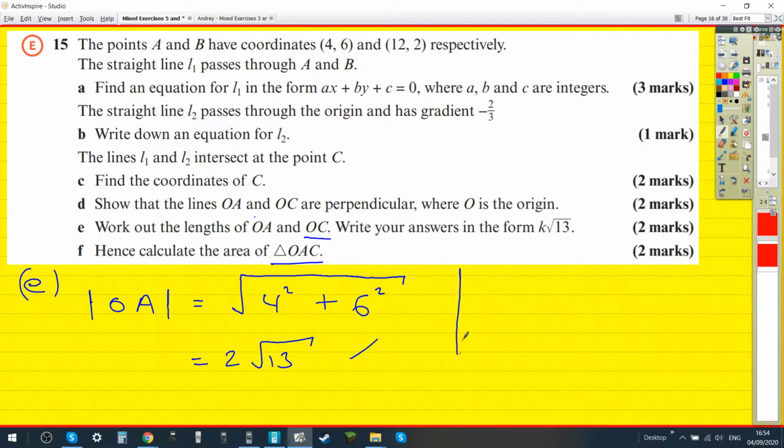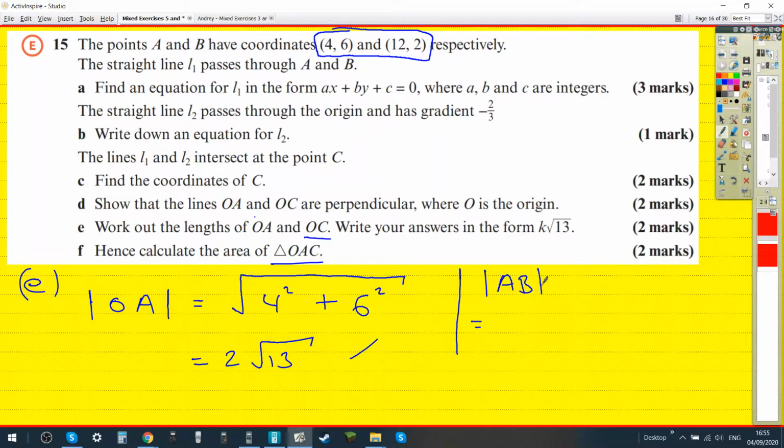What would be the length of AB? X squared plus y squared. Previous question. So would that be... Do I need to find the midpoint and then square root? No. You found the length of OA. How would you find the length of AB?